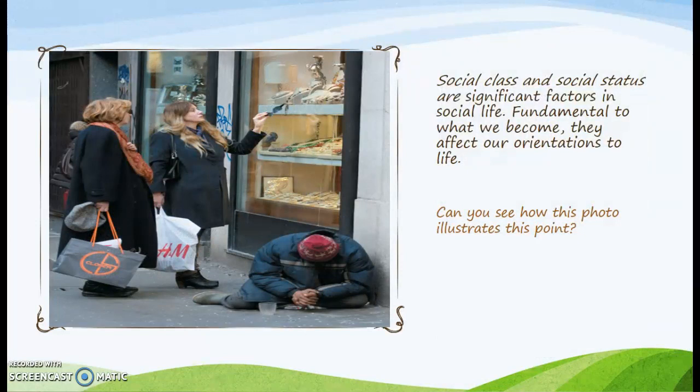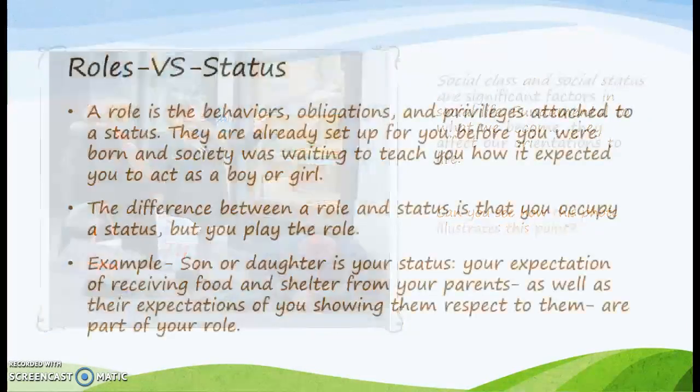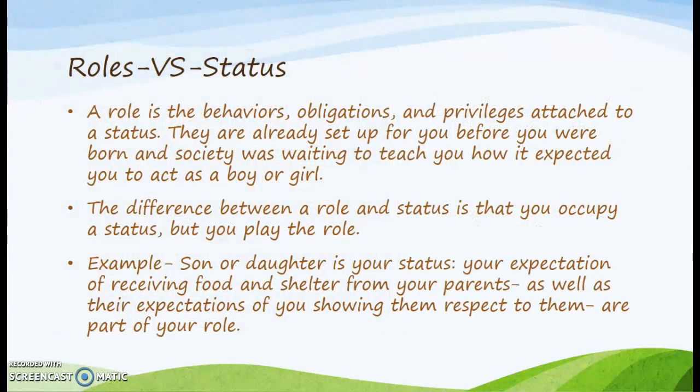Social class and social status are significant factors in social life. They're fundamental to what we become, and they affect the orientations to life. So you can kind of see that from the point in this photo. So roles versus status. So now we've talked about our status place, okay? But a role is the behaviors or the obligations and the privileges that are attached to that particular status. They are already set up for you before you were born, and society was waiting to teach you how it expected you to act as a boy or a girl, right?